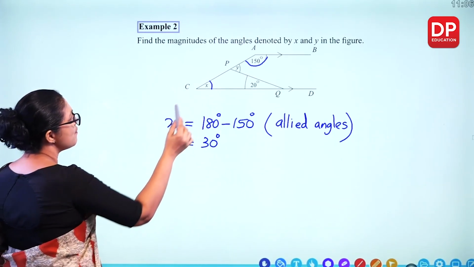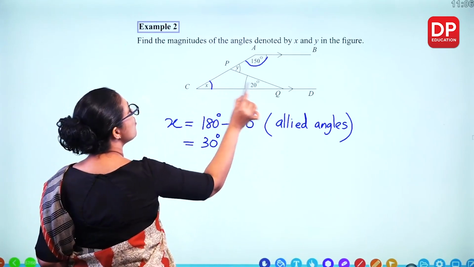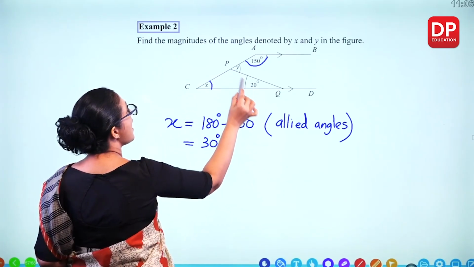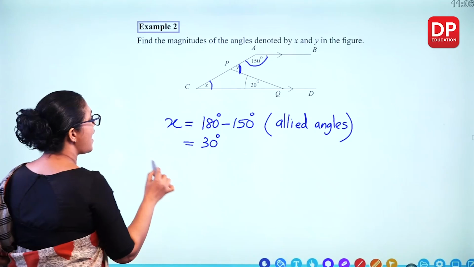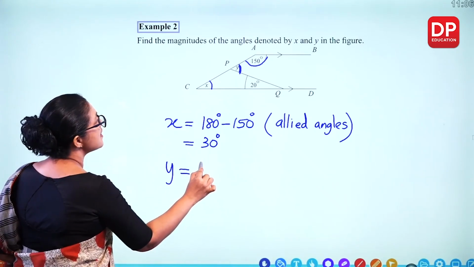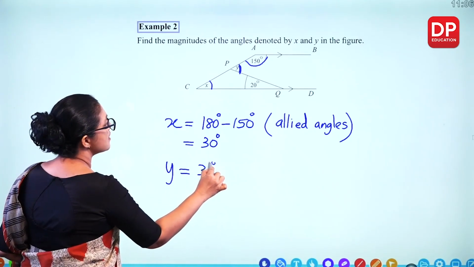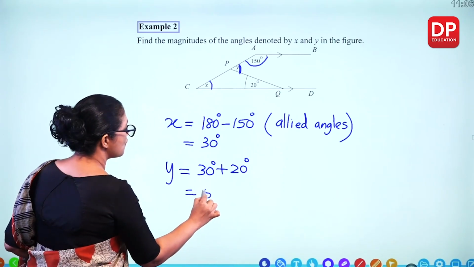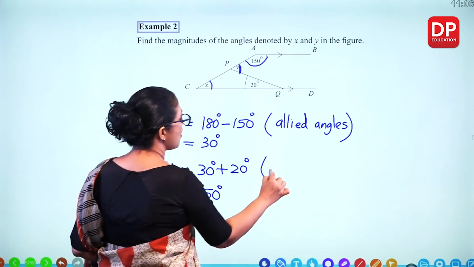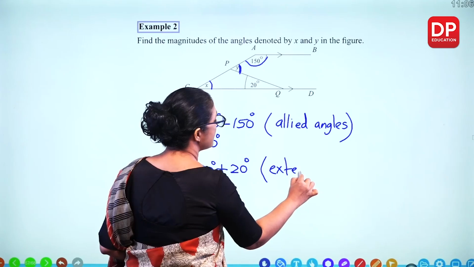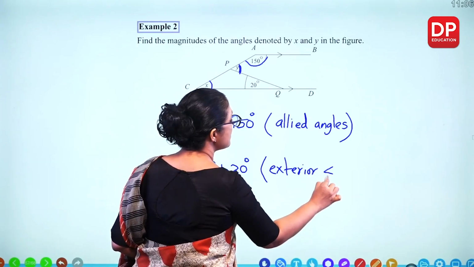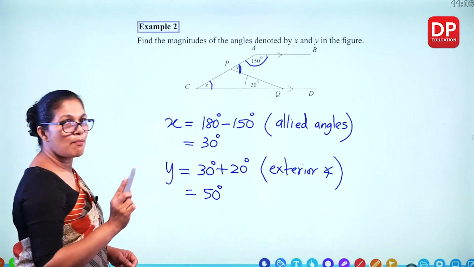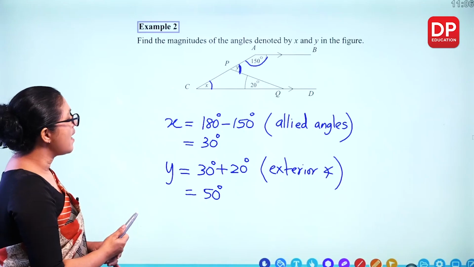Now, we can easily find out y. These two are the opposite interior angles for this y exterior angle. So, y is equal to x, that's 30 plus 20. That's 50 degrees because exterior angle is equal to the sum of opposite interior angles.